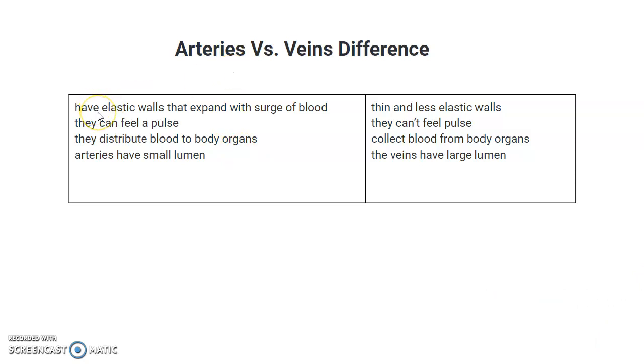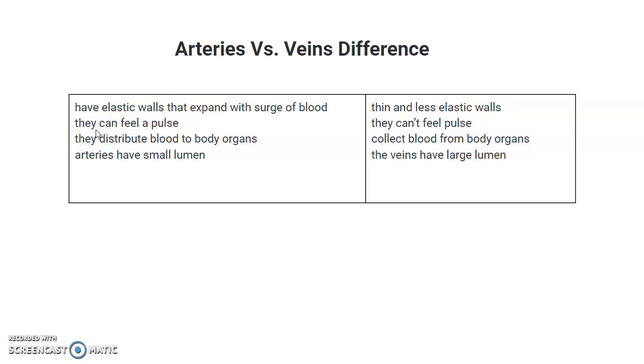In this part, arteries have elastic walls, but veins are thin and have less elastic walls, right? So in this part the wall is thin and in the other it is elastic, just a little bit.